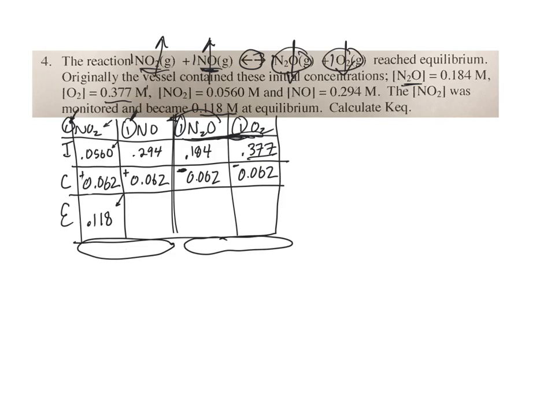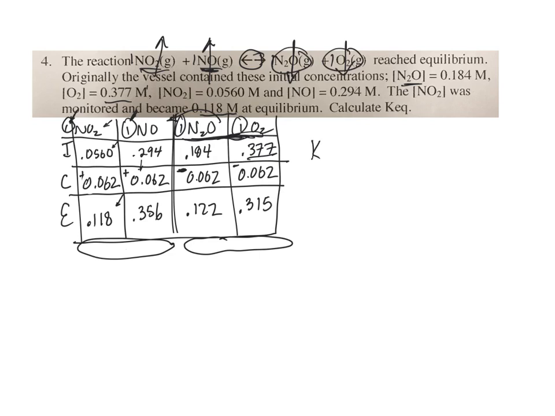Okay, so now we just have to do my adding and subtracting. This one was going up, so it'd be 0.294 plus 0.062. So that'll give me 0.356. Then on the other side, 0.184 minus 0.062. This will be 0.122 at equilibrium. And the last one, 0.377 minus 0.062 is 0.315. So those are all the equilibrium concentrations.